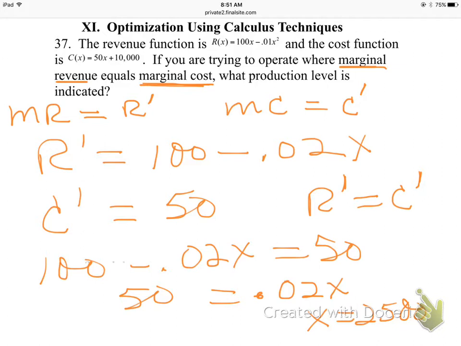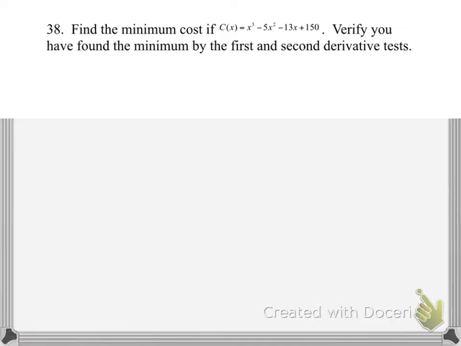So let's move on to question 38. Okay, in question 38, they say find the minimum cost of that function and verify you have found the minimum by first and second derivative tests.